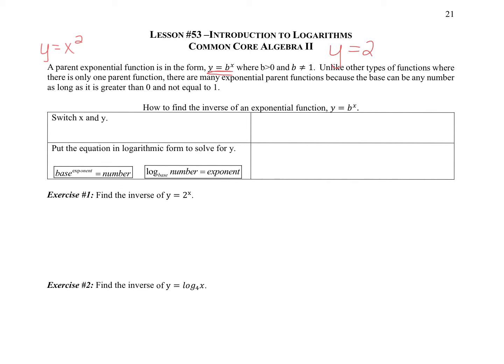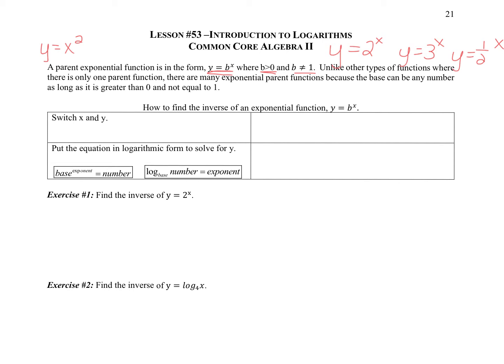So it could be 2 to the x, or 3 to the x, or 1/2 to the x. They're each their own starting point. They're each considered an exponential parent function. We have a rule. We have to use numbers greater than 0. I'm not going to really go over that now, but otherwise the graphs are wonky. And if I just made it 1 to the x, it would be a straight horizontal line. So that's not exponential. The base can be any number as long as it is greater than 0 and not equal to 1.